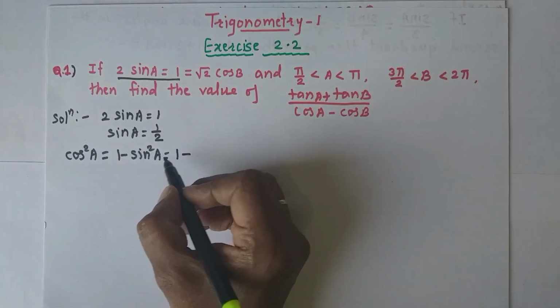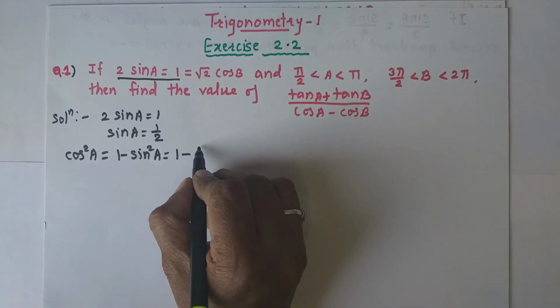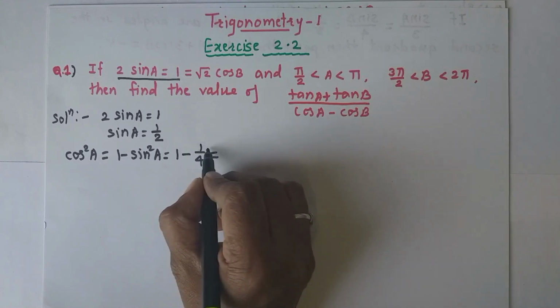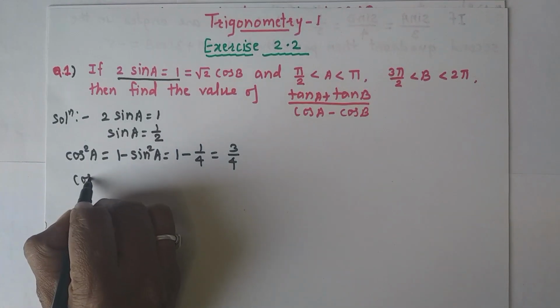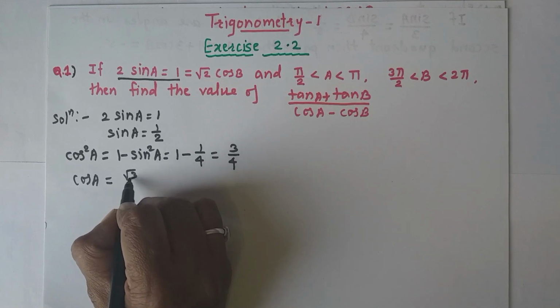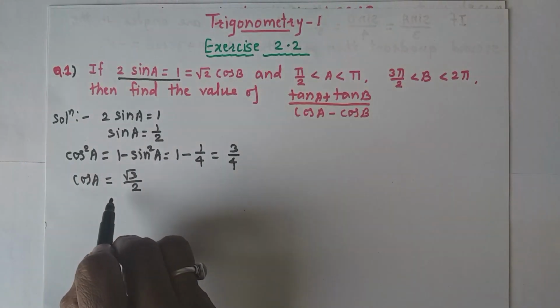Now keep the value of sin A. Here sin A is 1/2, therefore sin square A will be 1 upon 4, and after simplification this will be (4 minus 1), that is 3 by 4. Now take the square root to find the value of cos A. Now cos A will be root 3 divided by 2, and we have to take plus minus sign.